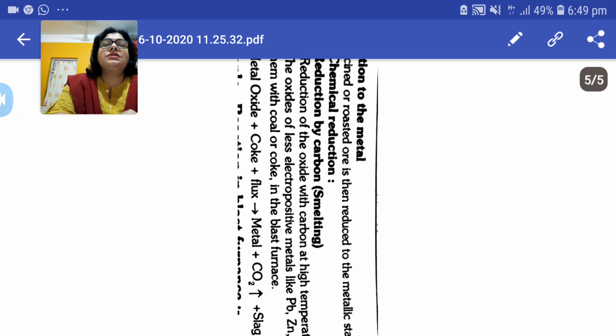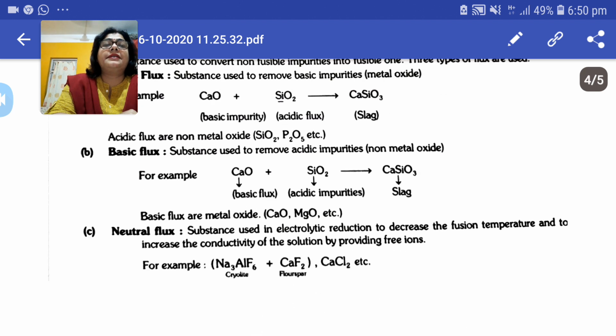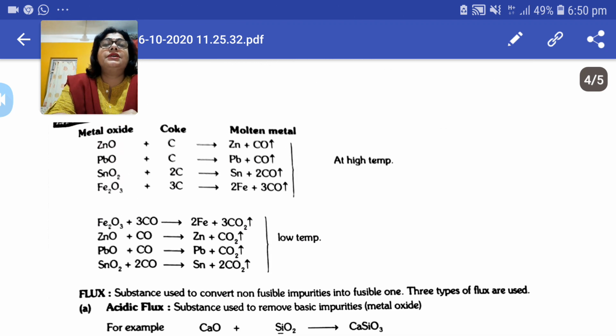Now chemical reduction is a kind of method in which the metallic oxides are reduced to metal in the presence of carbon at elevated temperatures, or at high temperatures. Especially those elements which are moderately electropositive, like zinc, lead, iron, and tin. These kinds of metals can be reduced to metal in the presence of coke or carbon at a high temperature.